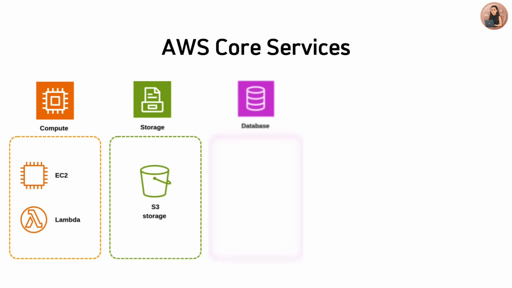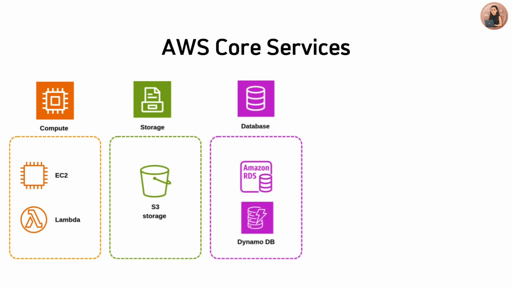Database. You need somewhere to store user data, transactions, products, etc. AWS gives you choices. RDS, Relational Database Service, for traditional databases like MySQL, Postgres, or Oracle. It handles backups, updates, scaling, all the heavy lifting. Want something ultra-fast and flexible? Try DynamoDB, AWS's fully managed NoSQL database, perfect for real-time apps and microservices.